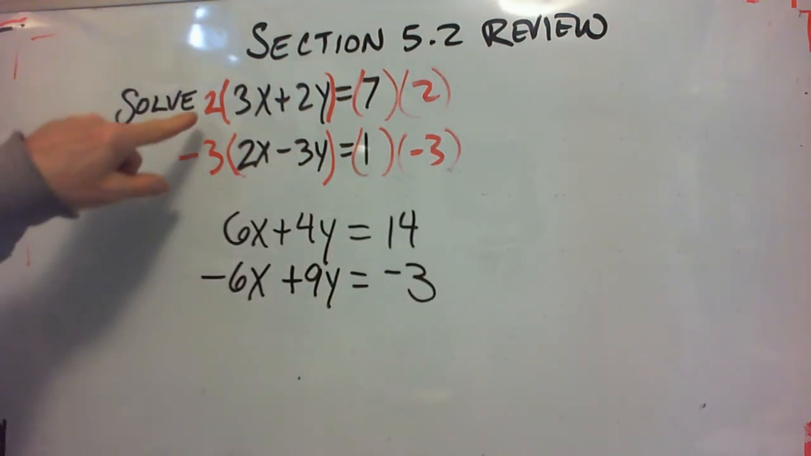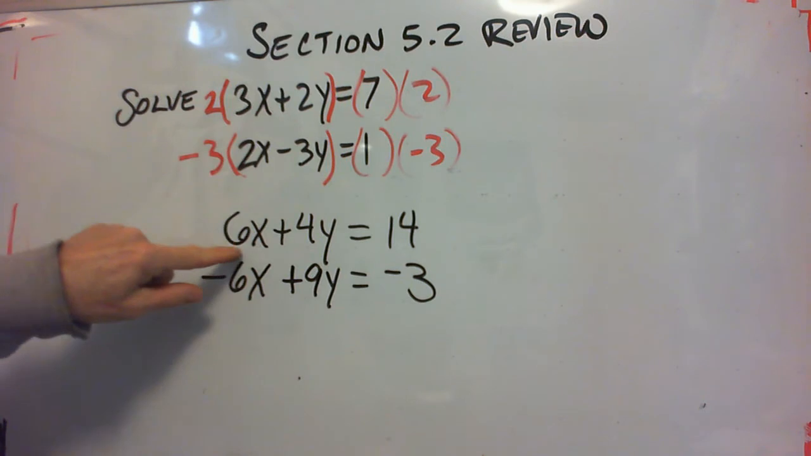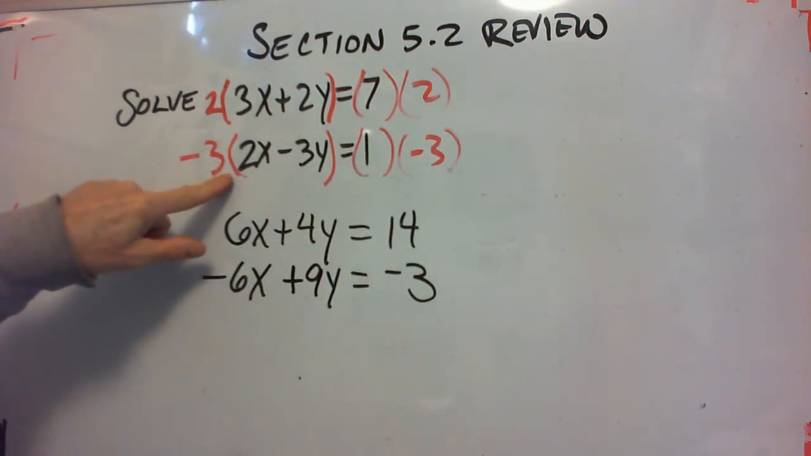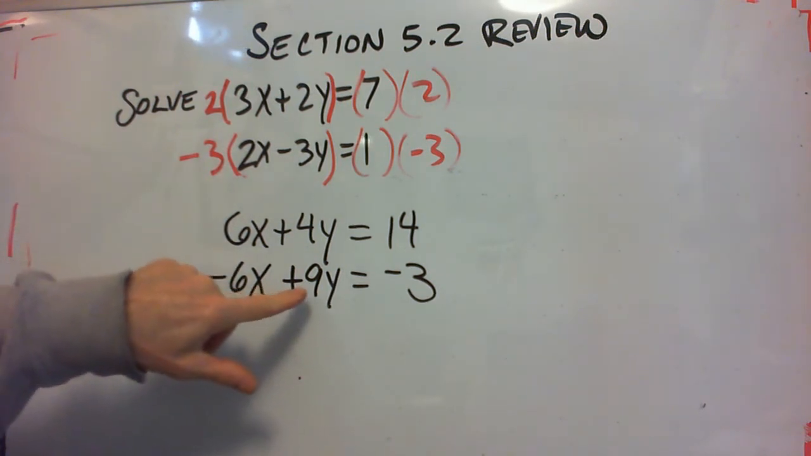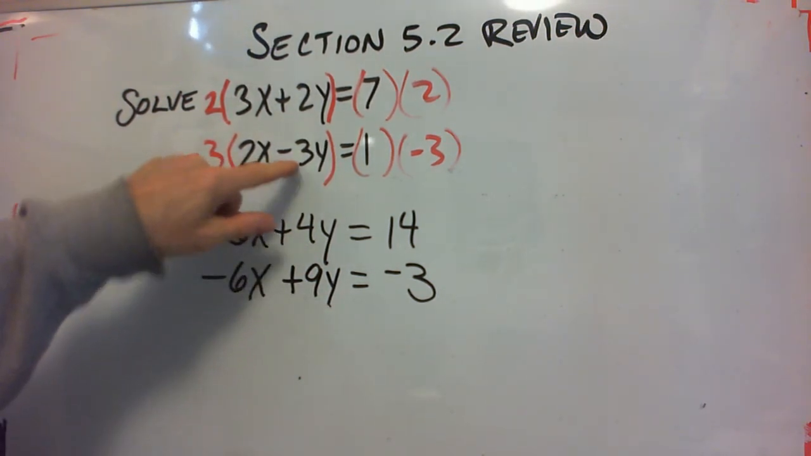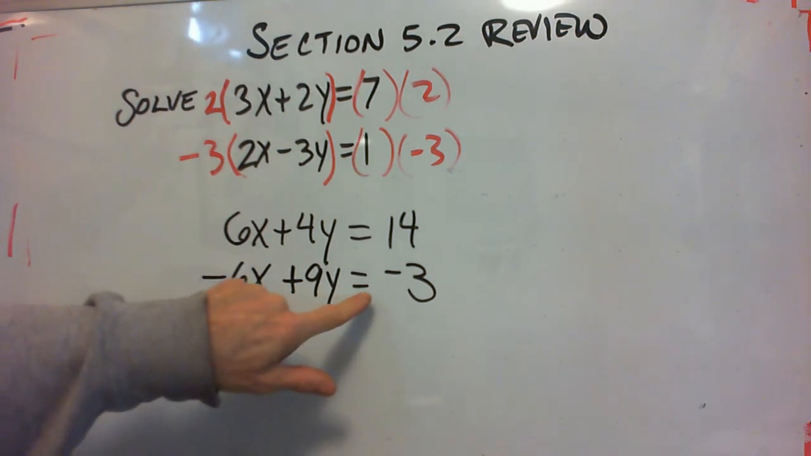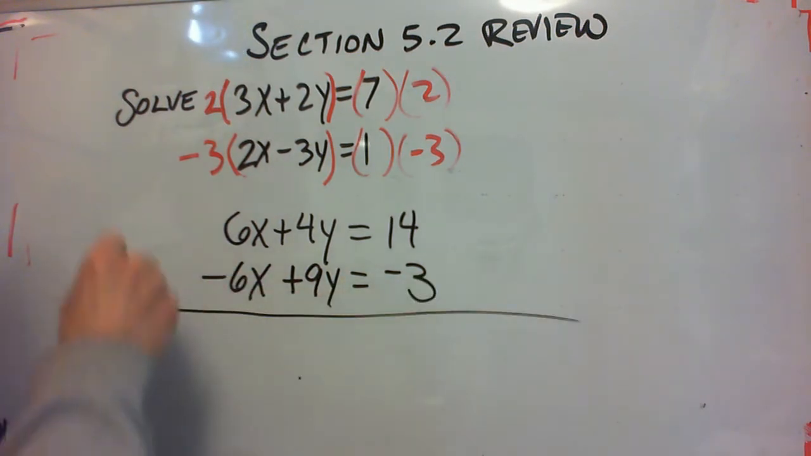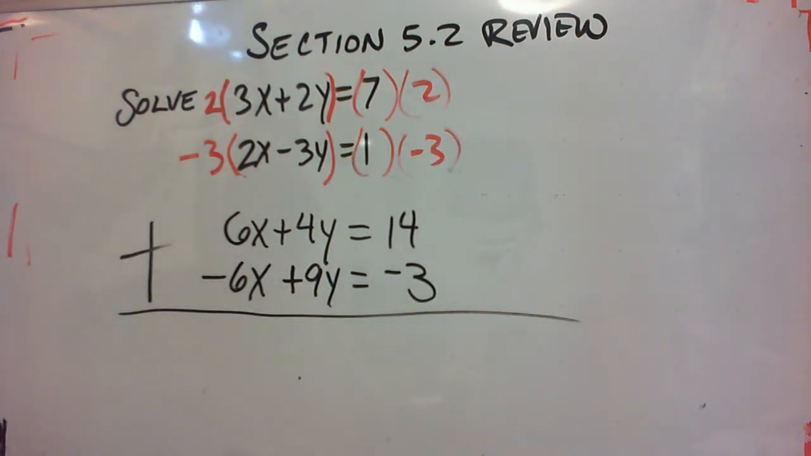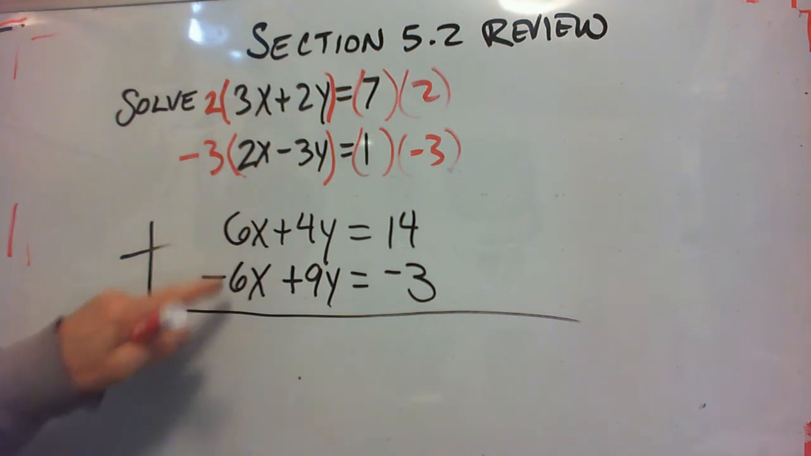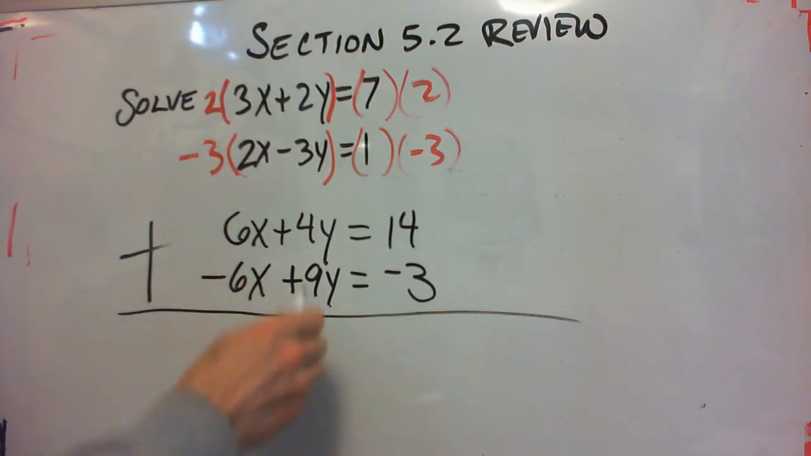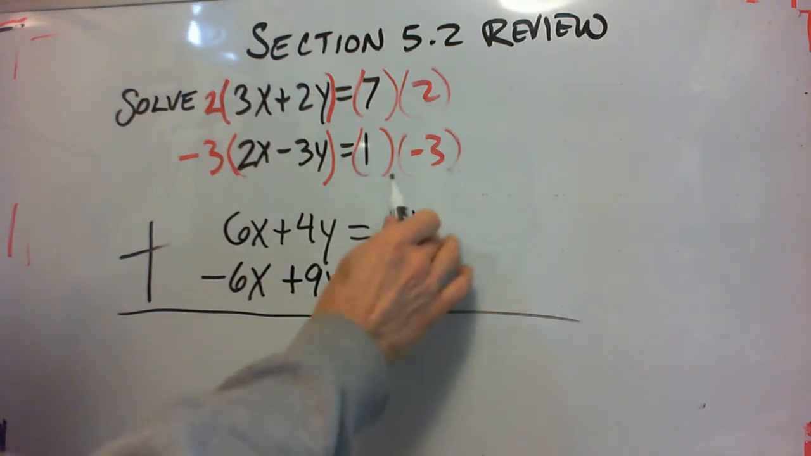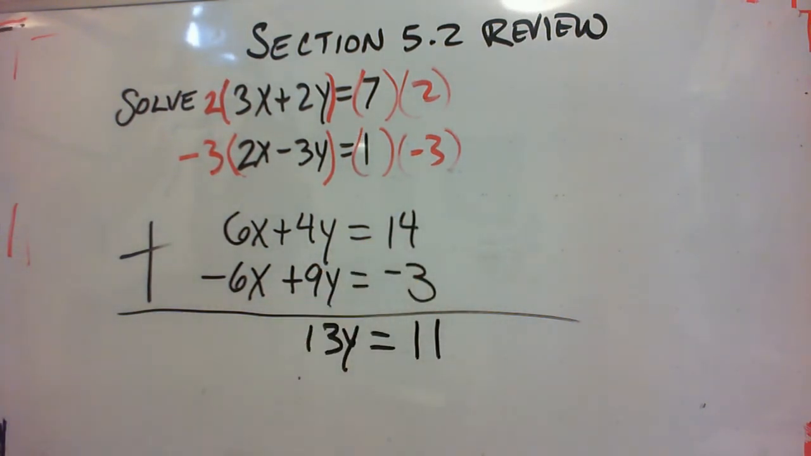So we multiply the top equation by 2. We get 6x plus 4y equals 14. The bottom equation by -3, -6x plus 9y. A negative times a negative makes the positive 9y equals -3. Now we add these two together, big plus sign. The 6x and -6x makes 0 x's, 4y and 9y makes 13y. 14 minus 3 is 11.